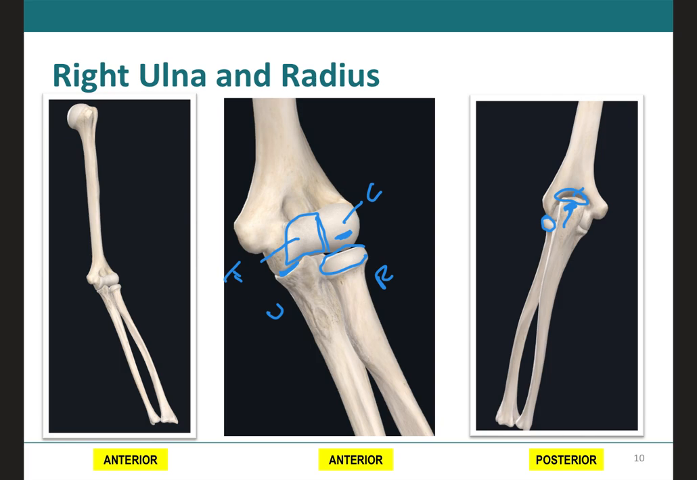Now, one thing that we should introduce here is the movements that will occur at the elbow joint. So there are only two movements that will occur at the elbow joint.